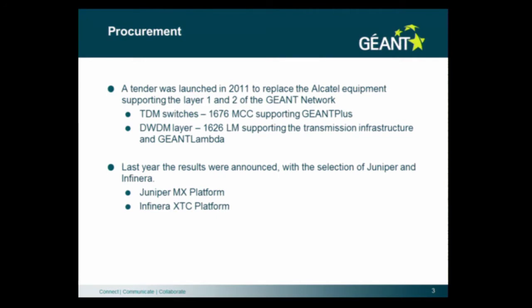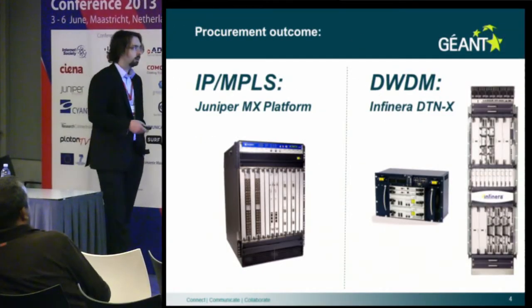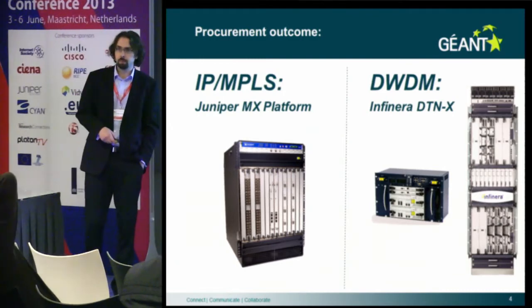It used to be provided by Alcatel, and we wanted a new platform to support 100 gig and to be also more flexible with new technologies. At the end of this process, two vendors were selected. We chose Juniper MX platform for the IP MPLS and Infinera for the DWDM platform.